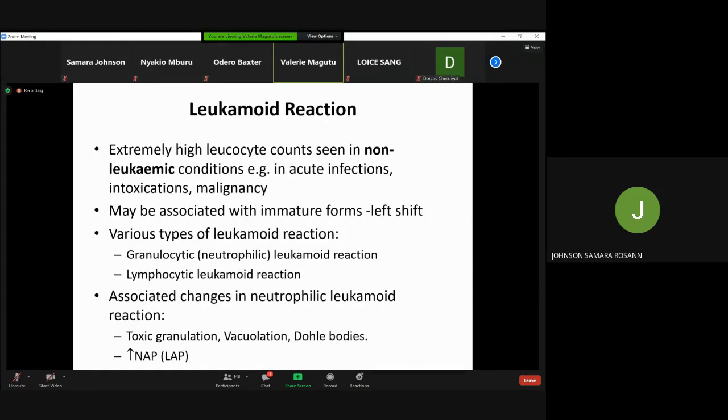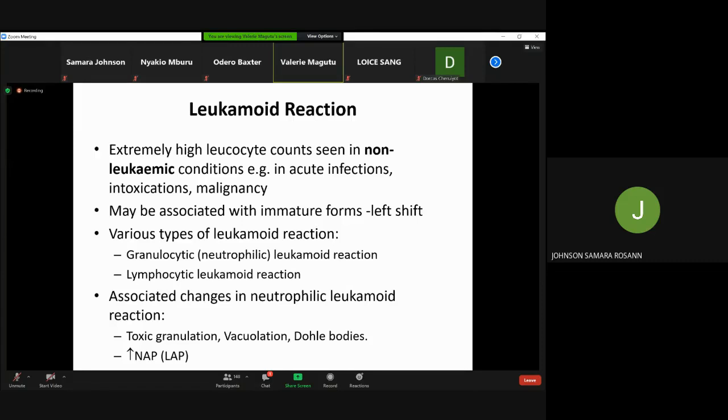Okay, let's go into the leukemoid reaction. Sometimes you can have a really high white cell count that mimics a leukemic condition, or white cell cancer, but it's not. It's just a mimicker. So, for example, in acute infections, if there's intoxication or toxic insult or other malignancies, the white cells themselves are not clonal, they're not cancerous, but you do have a very high count. This also may be associated with the left shift, whereby you see an increased number of immature forms in circulation. There are various types of this type of reaction. You can have a granulocytic or neutrophilic leukemoid reaction, where that increased white cell count is made up of neutrophils. Or it could be lymphocytic, where that increased white cell count is made up of lymphocytes.